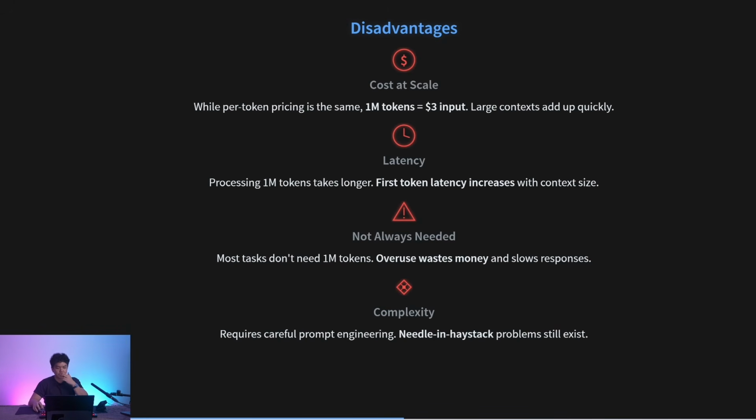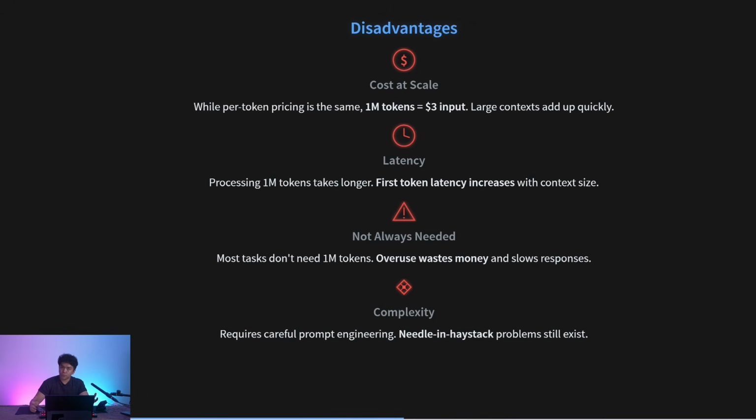And number one, I'd say here is the latency. Okay, I think it's much more overlooked compared to cost. More tokens means more time before the model starts responding. So for interactive use cases like chatbots, real-time coding assistance, this can be a noticeable hit to the user experience. So if you're loading 800,000 tokens for a quick question, right, you're going to be waiting.